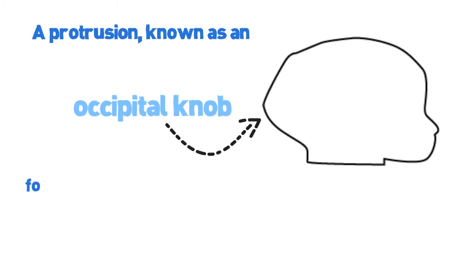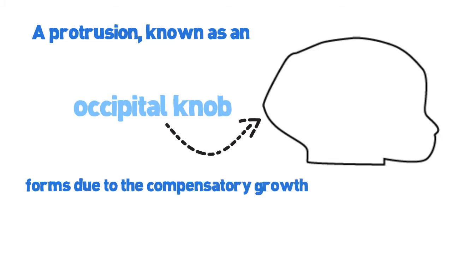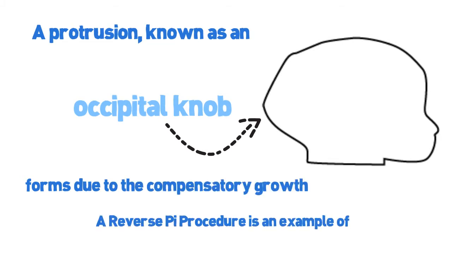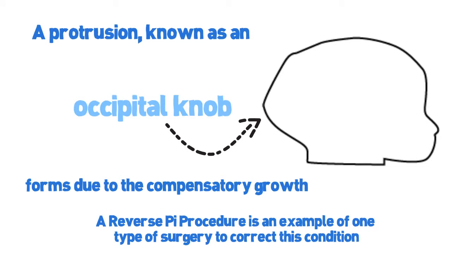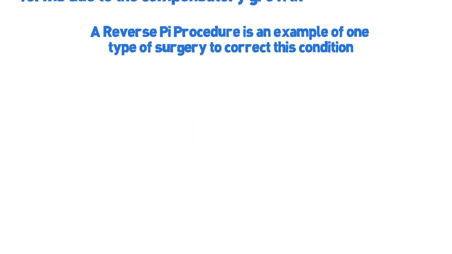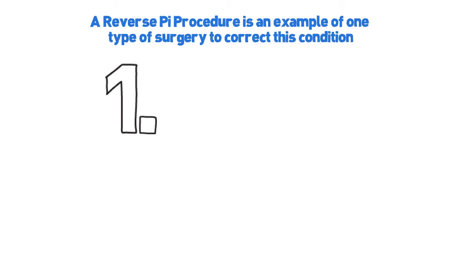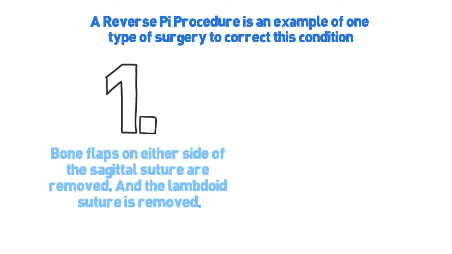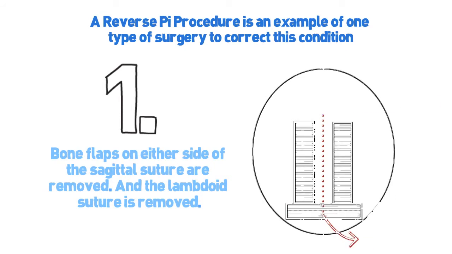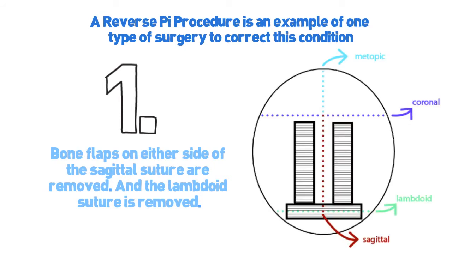An example of a procedure used by surgeons to correct posterior craniosynostosis is called a reverse pi procedure. Similar to the pi procedure described in cases of anterior synostosis, the first step is to remove bone flaps on either side of the sagittal suture, as well as the lambdoid suture. These bone flaps are shown as the shaded regions in the diagram to the left.